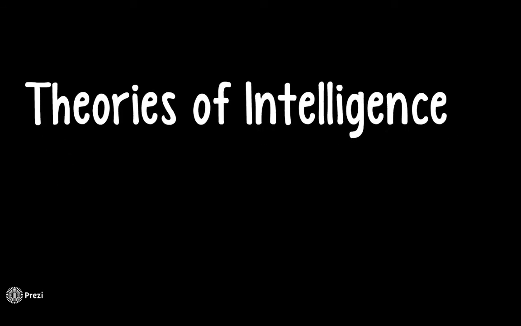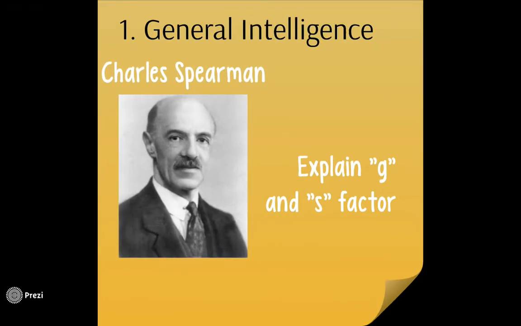The first thing that we're going to discuss are the theories of intelligence. The first theory is general intelligence, the G factor and the S factor, which were created by Charles Spearman. The G factor is general intelligence, like an overall gathering of intelligence. Then you get the S factor, which stands for specific, which could be task-specific intelligence.